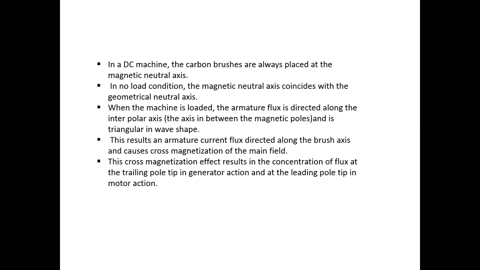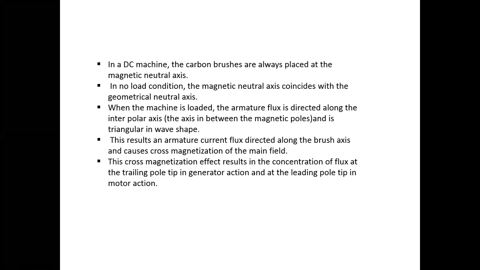Some important points in a DC machine: the carbon brushes are always placed at the magnetic neutral axis. It is very important where the carbon brushes are placed. In no load condition, the magnetic neutral axis and the GNA, both axes coincide with each other.